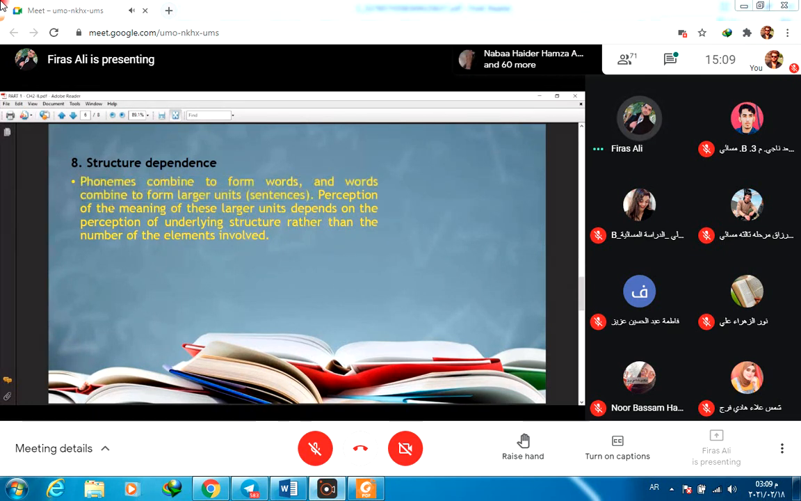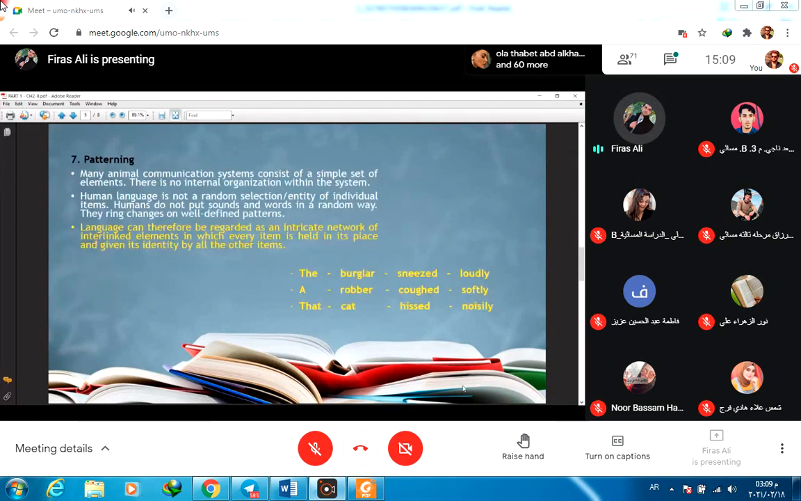We structure what? Structure dependence. It means that we depend on what? Structure. Dependence. Dependence on what? Structure. Not on number of elements.